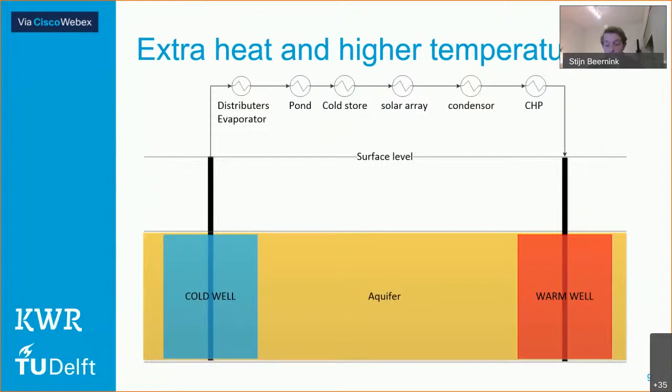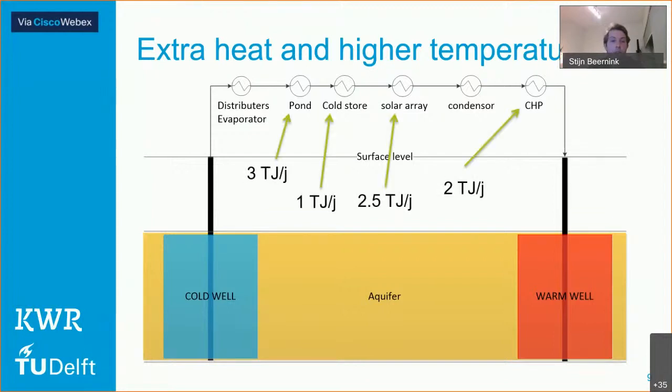Altogether, this adds up to about 8.5 terajoule each year of extra heat. So this is really good. And also, some of this heat is of higher temperature.